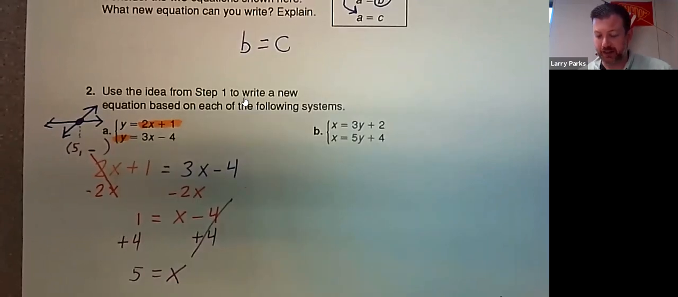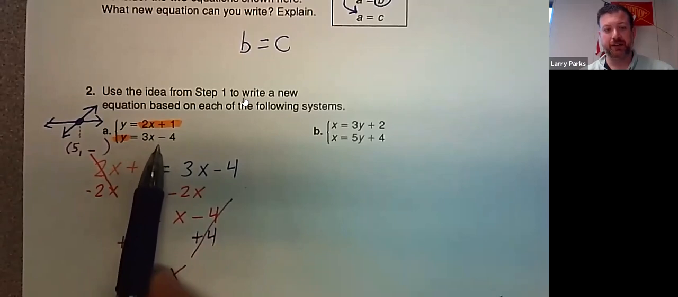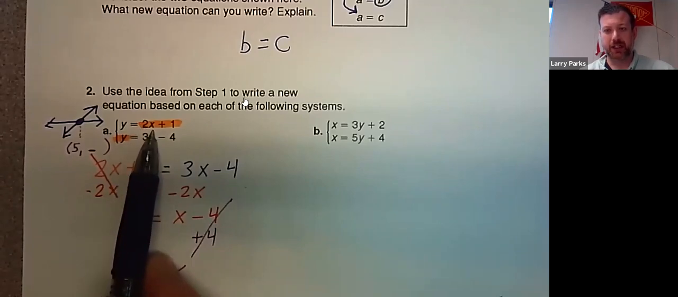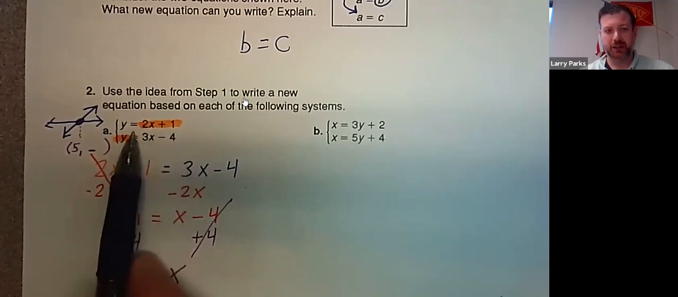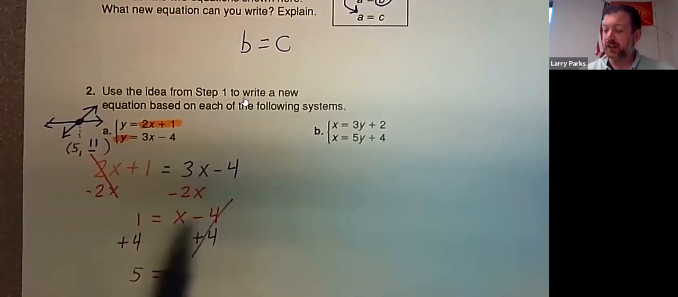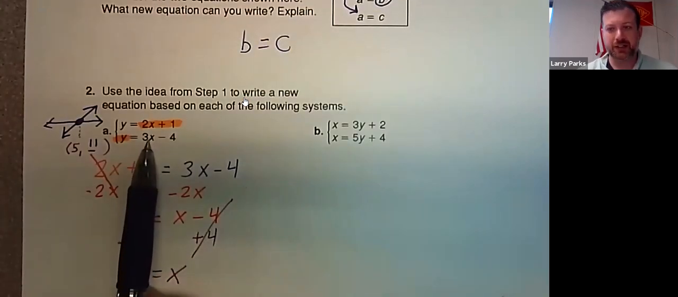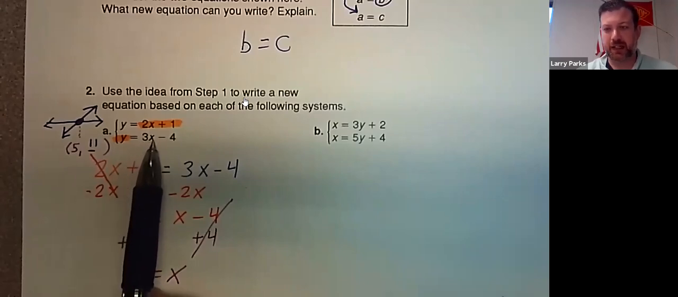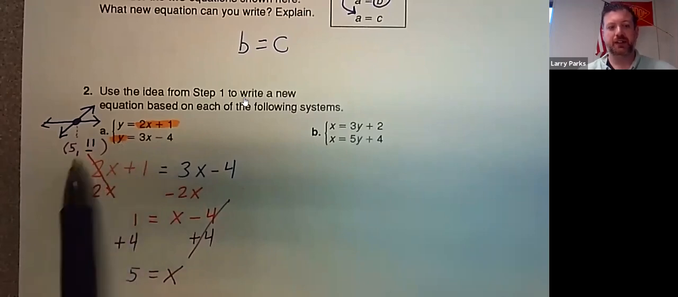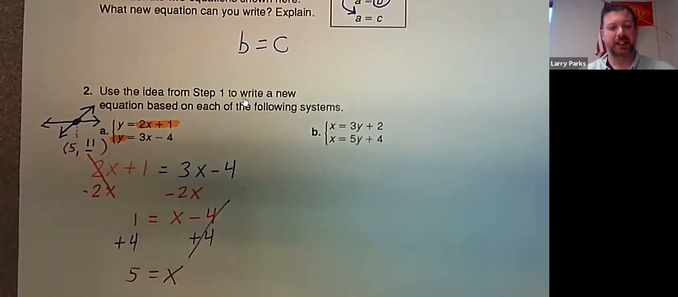To find the y value, you pick either equation. It doesn't really matter in this case. And you just plug 5 in for x, and that'll spit out the y. So 2 times 5 is 10, plus 1 is 11. So I would say 5, 11. Notice when I plug 5 in here, I should also get 11. 3 times 5 is 15. 15 minus 4 is 11. So I just found that they intersect at 5, 11.